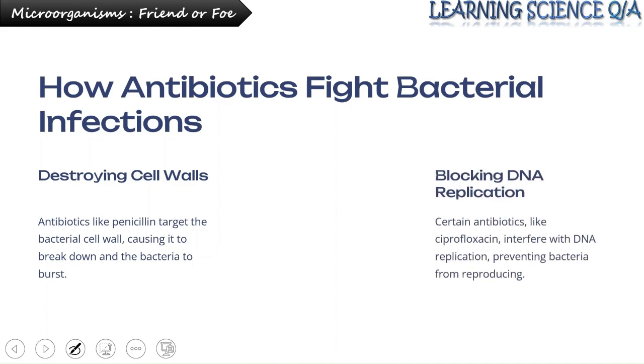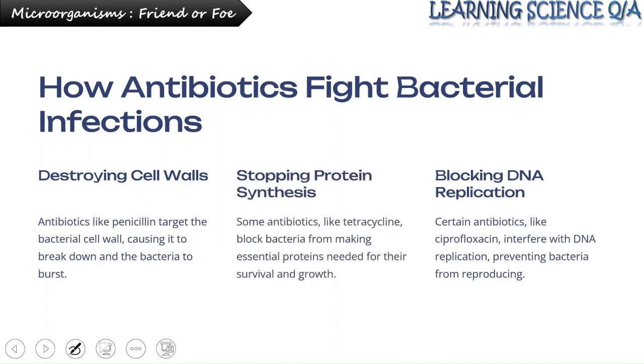They can also block the DNA replication. Certain antibiotics like ciprofloxacin interfere with the DNA replication. Once the replication process is interrupted, bacteria are no longer able to reproduce and increase in number. They also act by stopping the protein synthesis. Some antibiotics like tetracycline block bacteria from making essential proteins needed for their survival and growth. So these are the main mechanisms by which antibiotics fight infection.